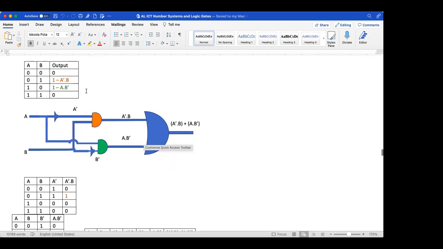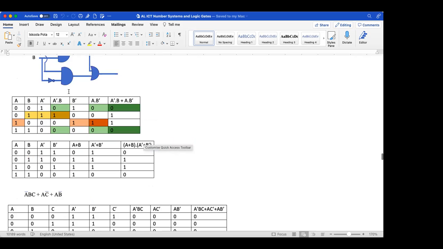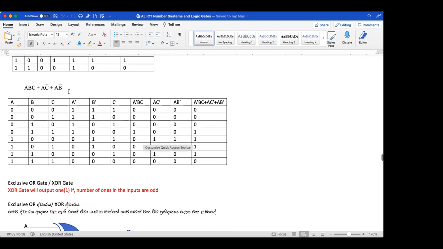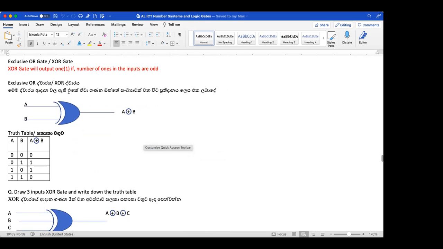Then we learned how to create different combinations of gates like this. We also learned how to create a half adder and a full adder, I hope. If not, please let me know and I can explain this again. Then the exclusive OR gate. I couldn't give this note because I was not in Sri Lanka, but now I'm back, so I can give it to you. If you need the note, please send me a WhatsApp message and I will send you the PDF.